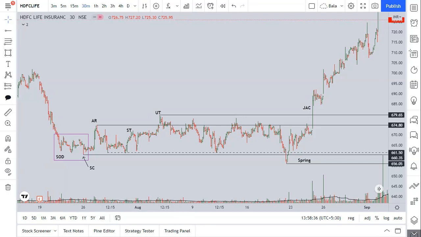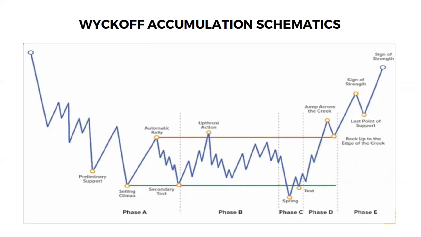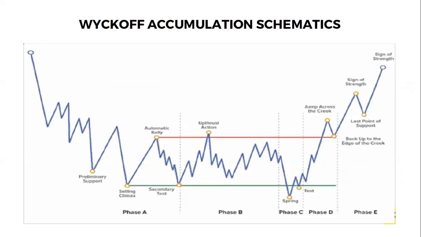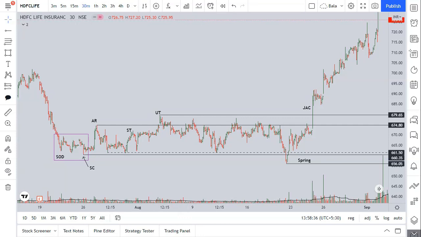So they're going to go through the absorption phase right here. I already told you phase B is the longest phase in the markets. They're going to create a cause right here. So as expected, they're creating a cause right here.